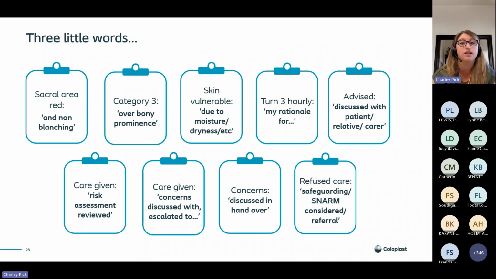Concerns? Discussed in handover. Who have you discussed it with? Have you needed to escalate anything? So just add a little bit more information. As I said, you do not need to write War and Peace. You need to write what is important and what you have done.